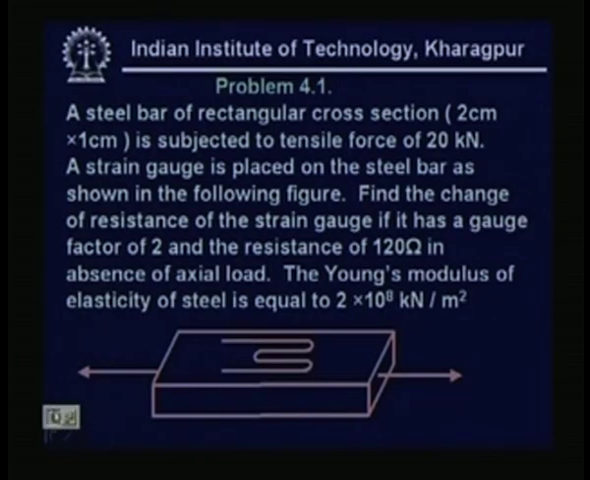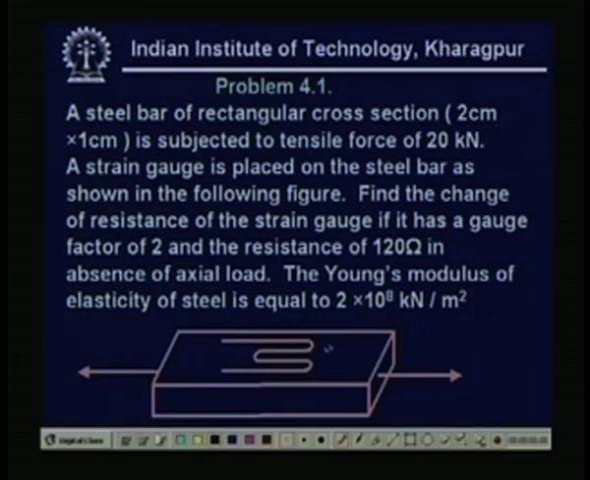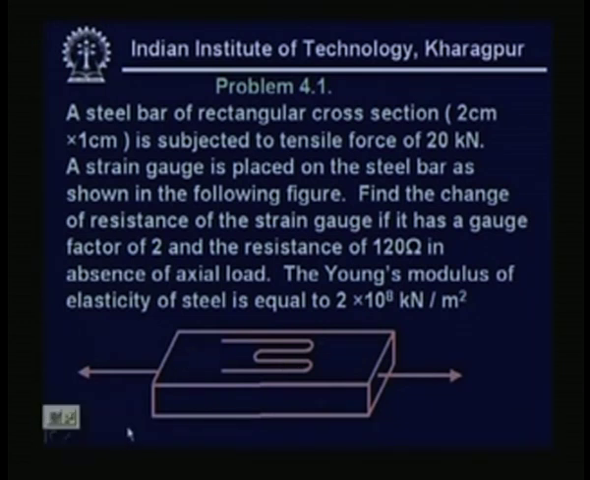We have shown here that the installation is subjected to tensile load. So, it will be axial, and there is no question of any transverse. So, there will be axial load, and you have to find the change of resistance in this strain gauge. It's a very simple problem. No question of bridge or anything, that we will do later on. Now, let us solve this problem.